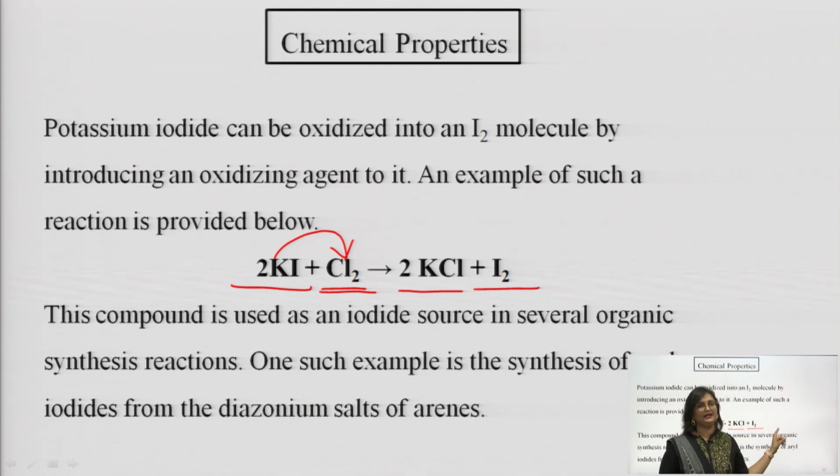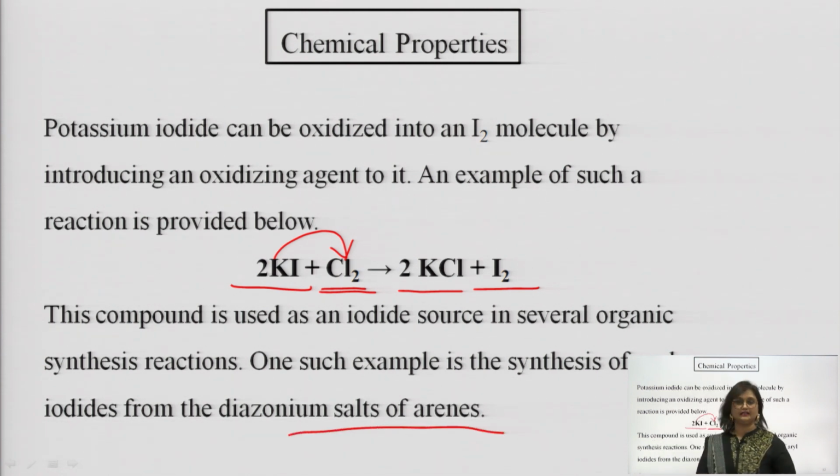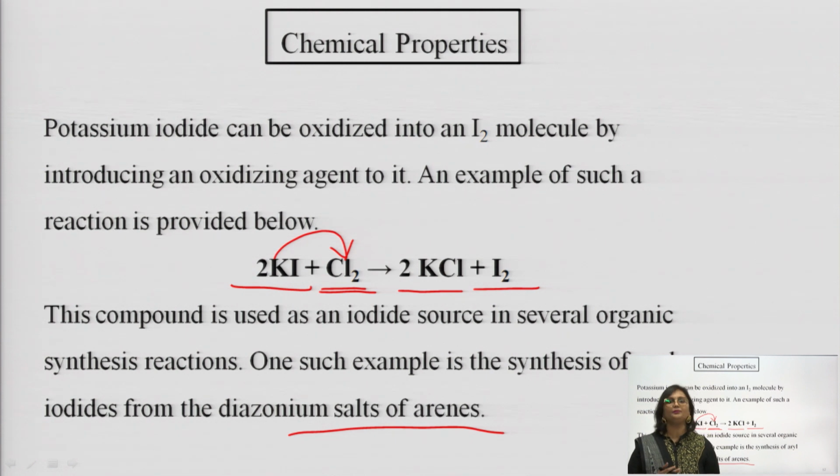So potassium iodide can be oxidized into iodine in the presence of an oxidizing reagent. This compound is used as an iodide source in several organic synthesis reactions. One such example is the synthesis of iodides from diazonium salts of arenes. This is one of the chemical properties where iodine can be obtained by oxidizing potassium iodide.